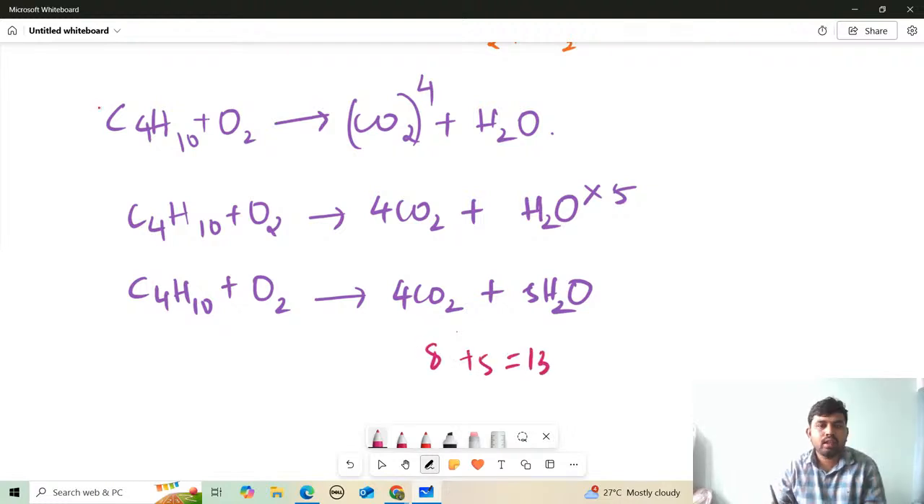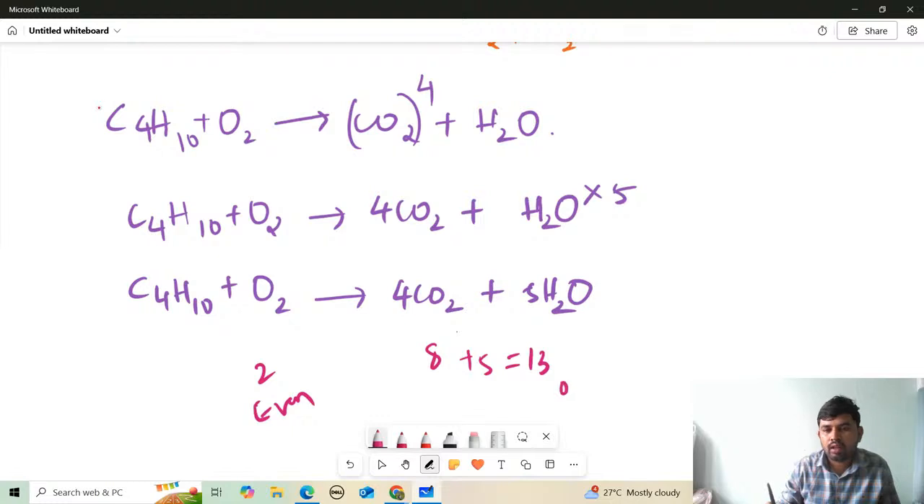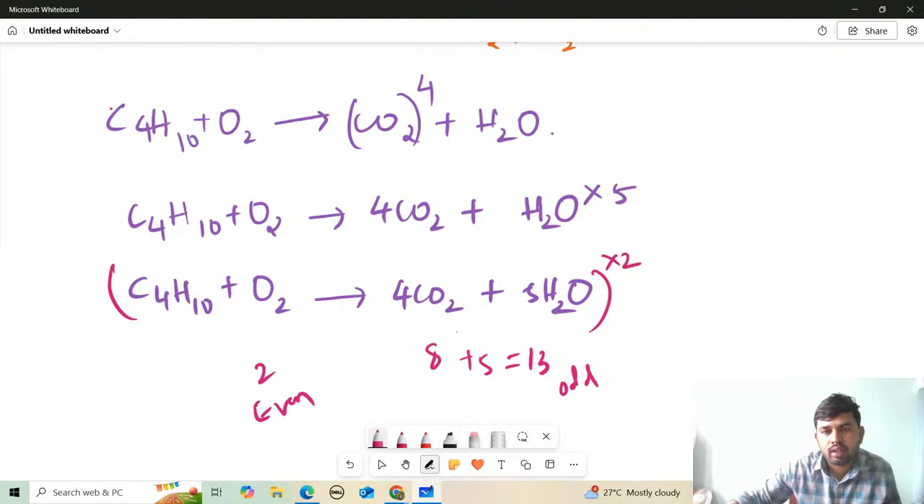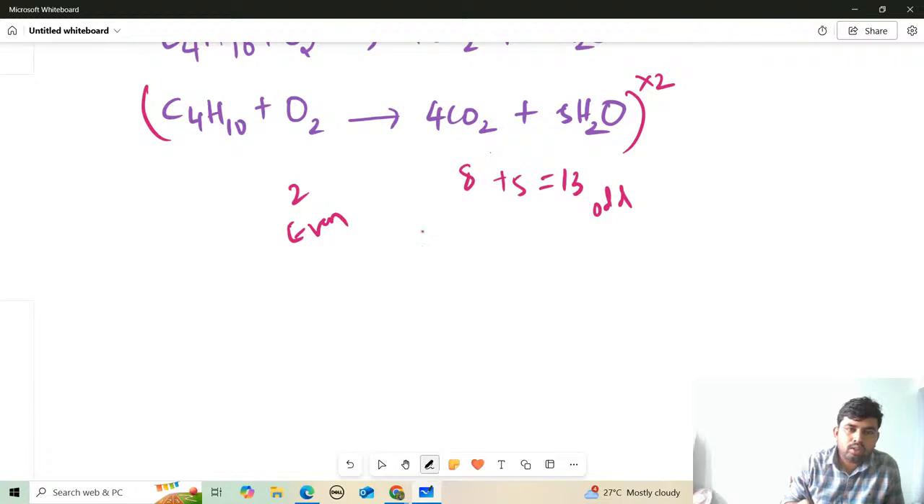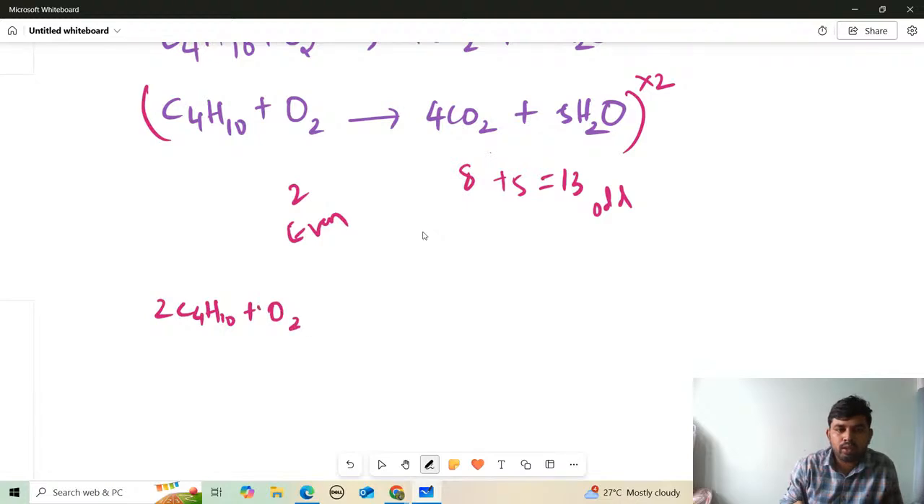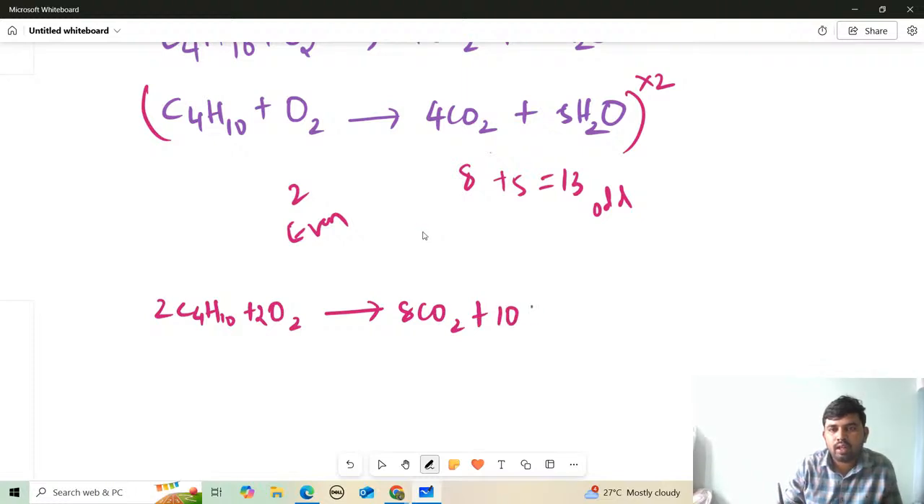13 are there, but here 2 are there. So this is an even number, and this is an odd number. In that case, what should we do? We should multiply the whole equation with 2. Then both sides will get an even number. So we get 2C4H10 plus O2 gives rise to 4 twos are 8 CO2 plus 2 into 5, 10 H2O.